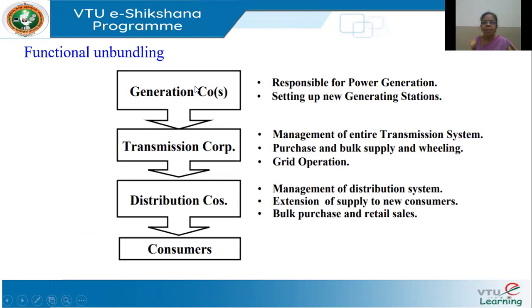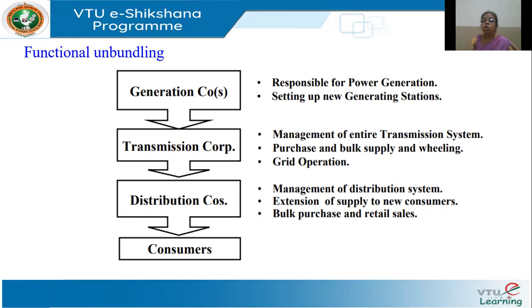So we'll quickly see what the responsibilities are. The GenCos, that is the generation companies, are responsible for power generation and setting up of new generating stations. Clear? Then you have the TransCos, the transmission companies. They manage the entire transmission system within the state, and the purchase and supply of bulk power. I buy from one state and give it to another state. Right? And wheeling. Wheeling means allowing your transmission lines to be used by others if they want.